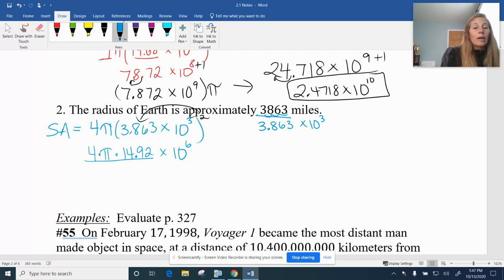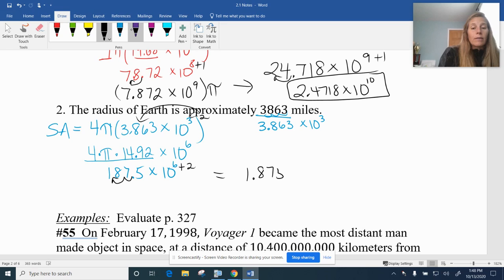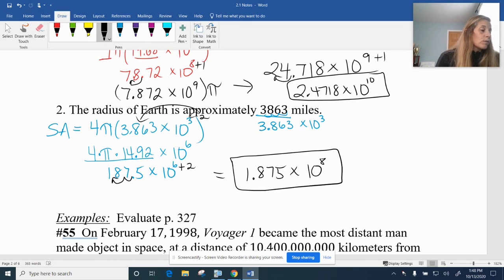So I'm just going to multiply these three together. So 14.92 times 4 times pi, and I'm going to get 187.5. And now I'm just going to move that decimal over 2 spots this time. So I'm going to add 2, and that's going to give me 1.875 times 10 to the 2. And that would be my answer for the surface area there.